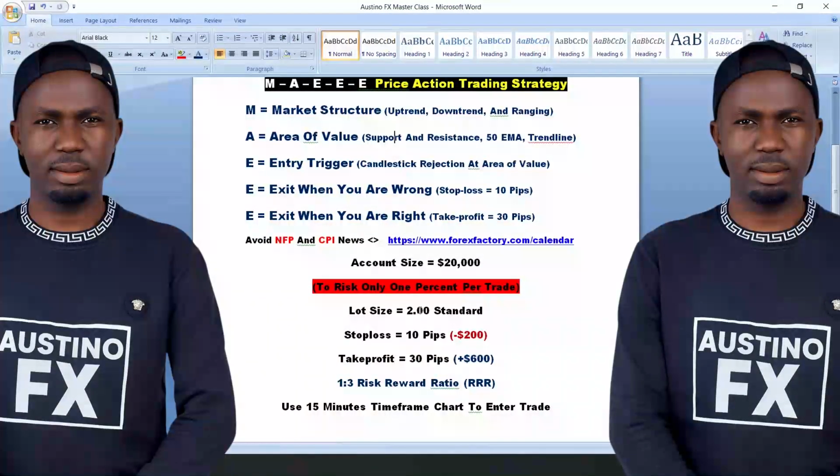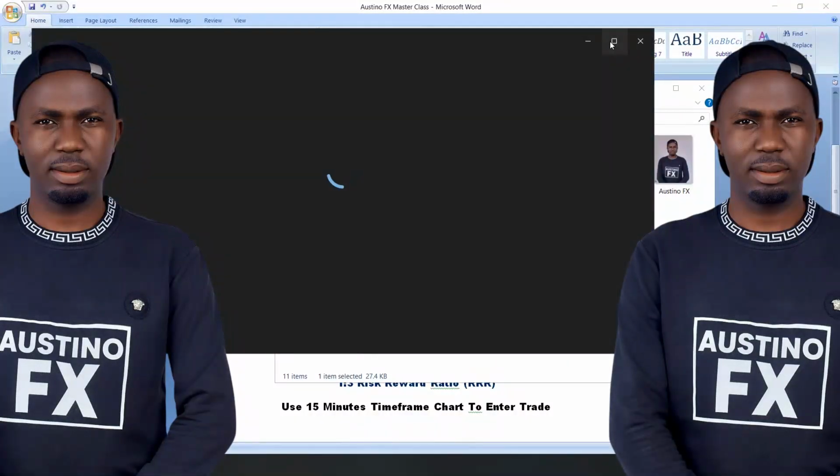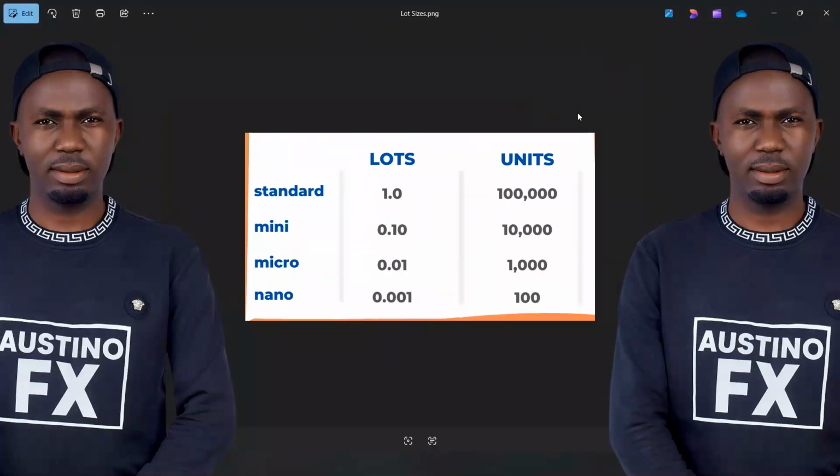Now, for those of you who don't know what lot size is, it is the amount that you are staking per trade. So it depends on your capital. Before I do that, let's check the different lot sizes that we have so that you will know the one to use. Now we have the nano.